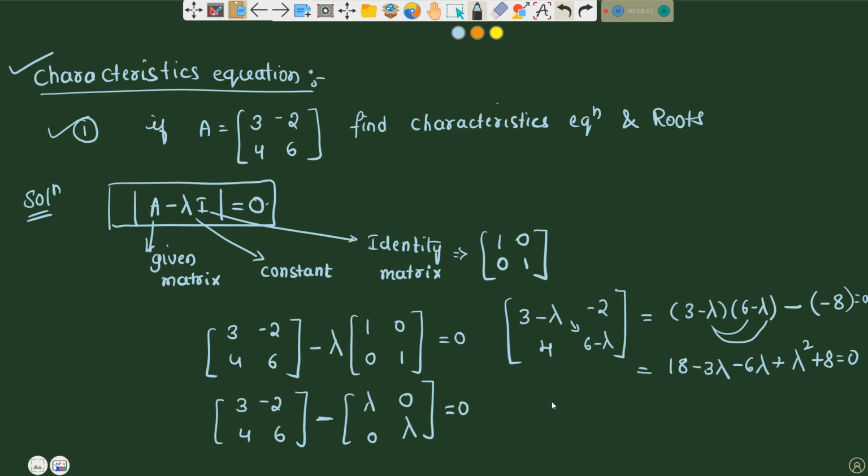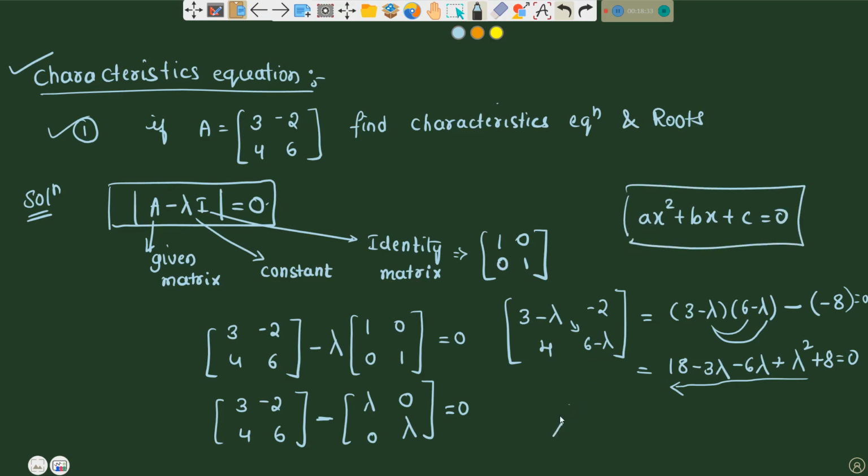Okay, now you keep lambda separate, you arrange it in the form ax square plus bx plus c equals to 0. Let us arrange this in this fashion: ax square plus bx plus c is equals to 0. This is the standard format it should be in. So first you keep lambda square, minus 3 lambda minus 6 lambda will be what? Minus 9 lambda. 18 plus 8 will be what?